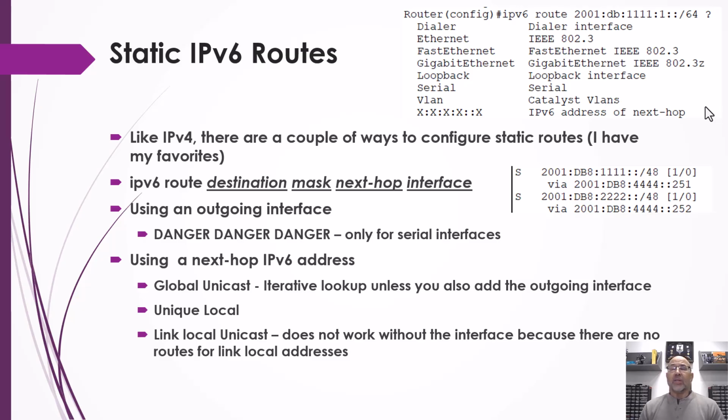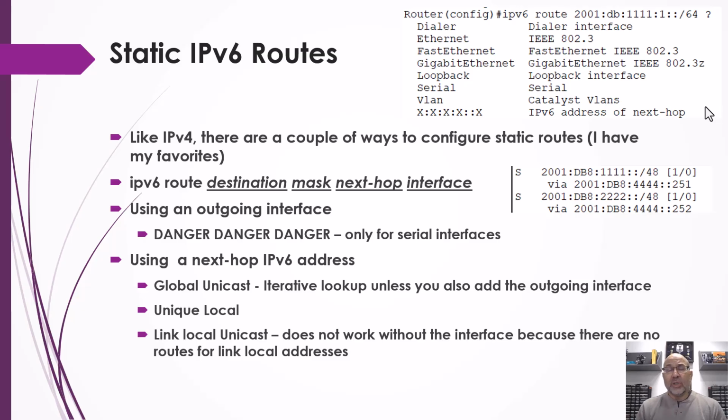Okay. If you use a global unicast, my preference, it's an iterative lookup because what you're saying to the router is, I want you to use this forwarding route or this next hop IP address for this particular network, but do I know where that next hop IP address is? So you have to go through the routing table again to see if you know it. Now this will be on one of your directly connected routes, but you still have to ask that question. You can do unique local and the same thing happens.